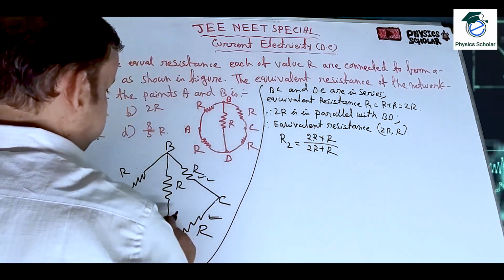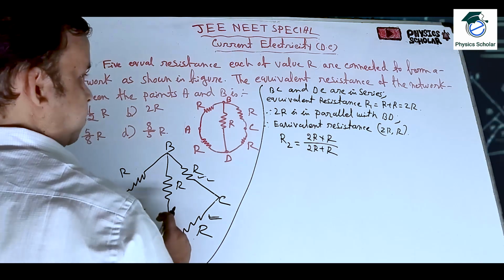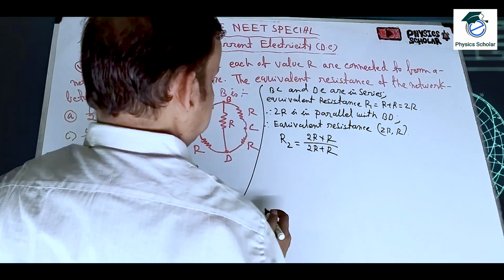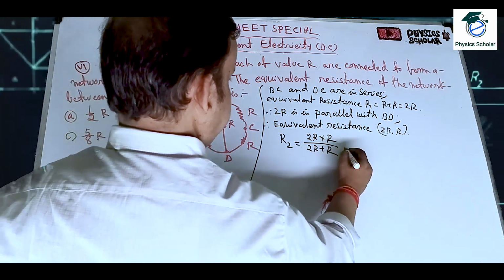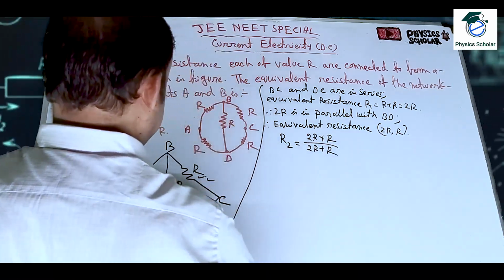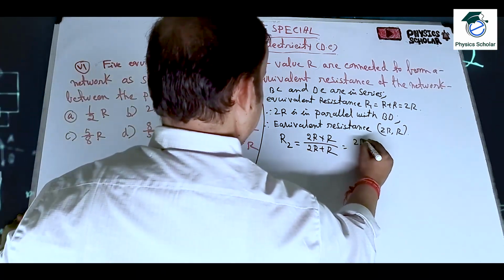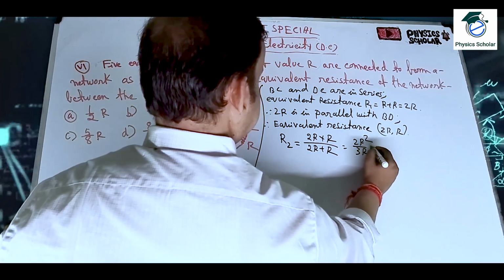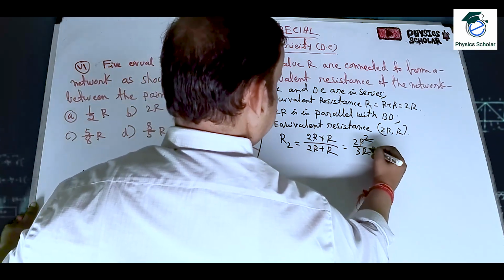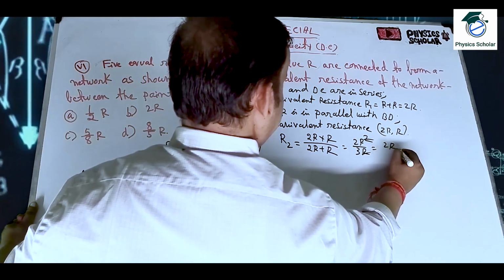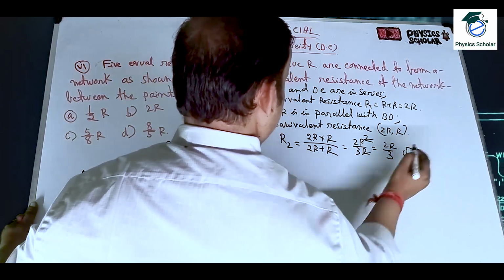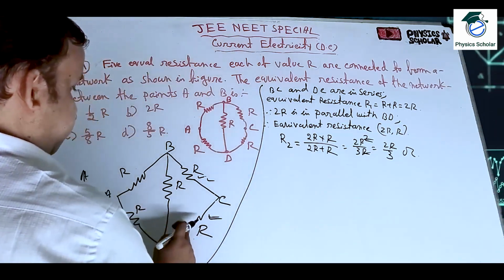So this will be in parallel with this. Okay, so it will be what? This 2R and this R, so it will be 2R square by 3R. So this will be cancelled. Okay, so 2R by 3 ohms. Clear? So this is in parallel with this.